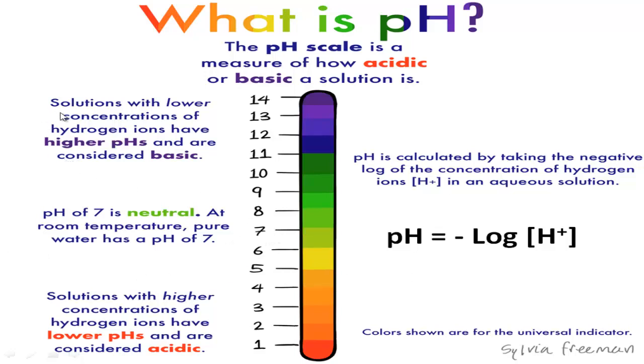So solutions with lower concentration of hydrogen ion, that means when you add alkali solution, the hydrogen ion concentration will decrease, have higher pH value and are considered basic in nature. So I hope you understand why the pH value of acid is lower than 7 and why the pH value of base is higher than 7, up to 14.